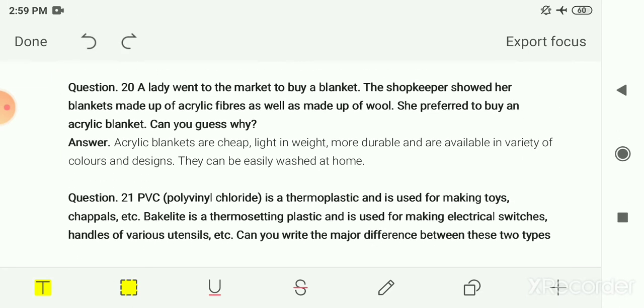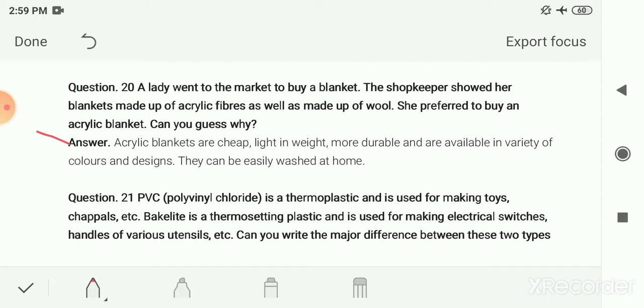Next, 20 number is, a lady went to a market to buy a blanket. The shopkeeper showed her blankets made up of acrylic fibers as well as made up of wool, and she preferred to buy an acrylic blanket. Now can you guess why?